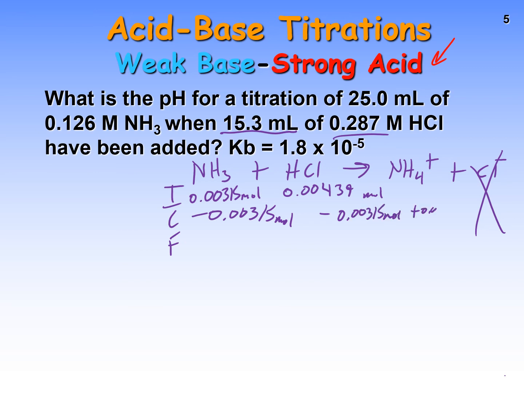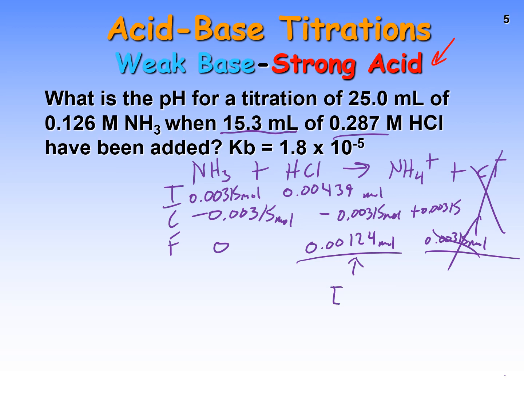We also get 0.00315 of that. So we have 0 left of the NH3, and we have 0.00124 moles of HCl and 0.00315 moles of NH3. Now, HCl is a strong acid, NH4 plus is a weak acid. We really do not care about this value. We really only care about this value.